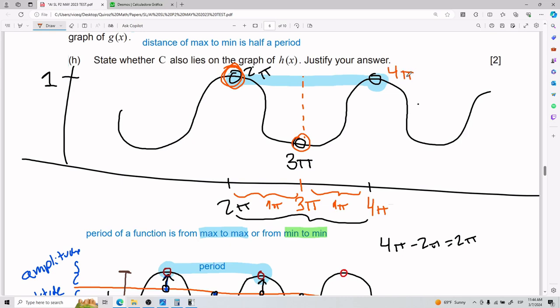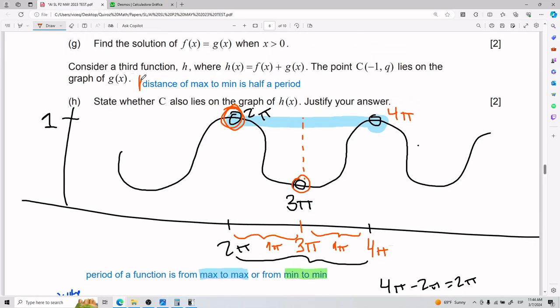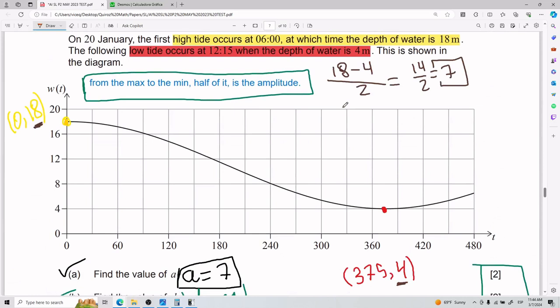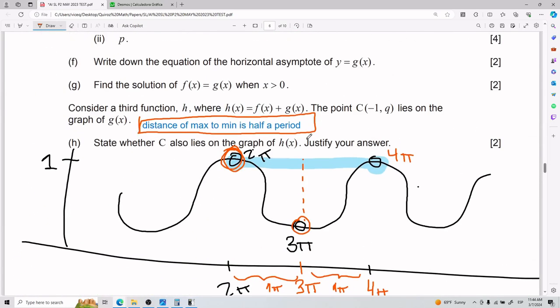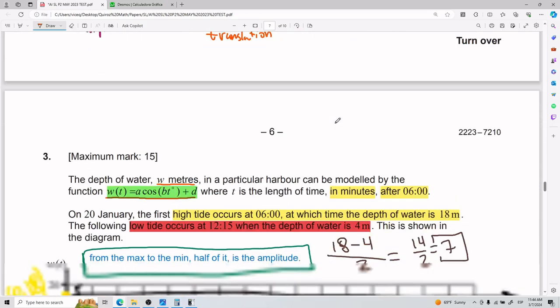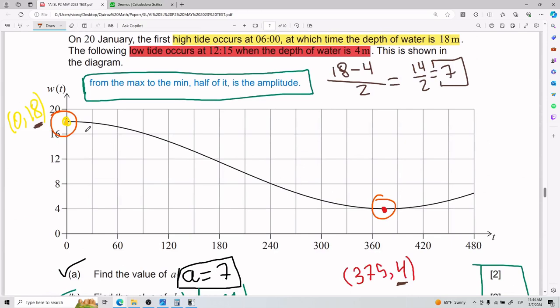See? So all I'm really trying to prove or tell you is that the distance of max to min that are next to each other is half a period. What do I have here? I have a max and a min that are next to each other. And so technically, if I take those two, find the distance, and multiply by 2, because here we have half, you get the full period. So right now we have half a period, I can find the full period.